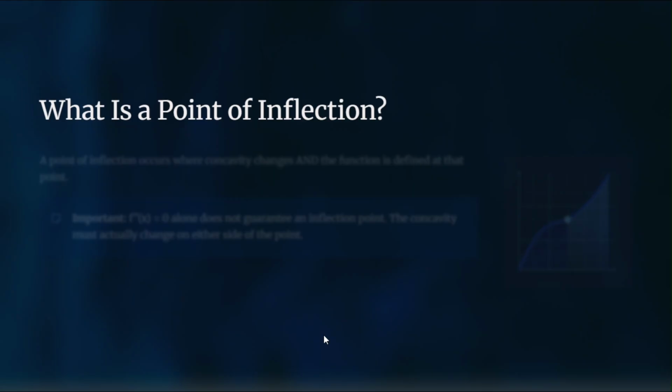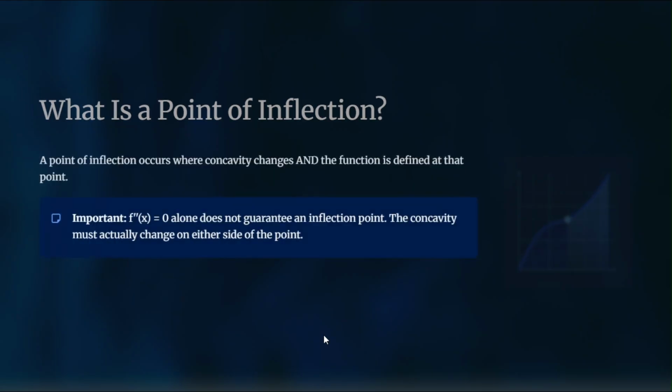What is a point of inflection, you may ask? A point of inflection occurs where concavity changes and the function is defined at that point. It's important to note that the point where the second derivative equals 0 alone does not guarantee an inflection point. The concavity must actually change on either side of that point. So think of it as the moment when the graph transitions from smiling to frowning or vice versa.